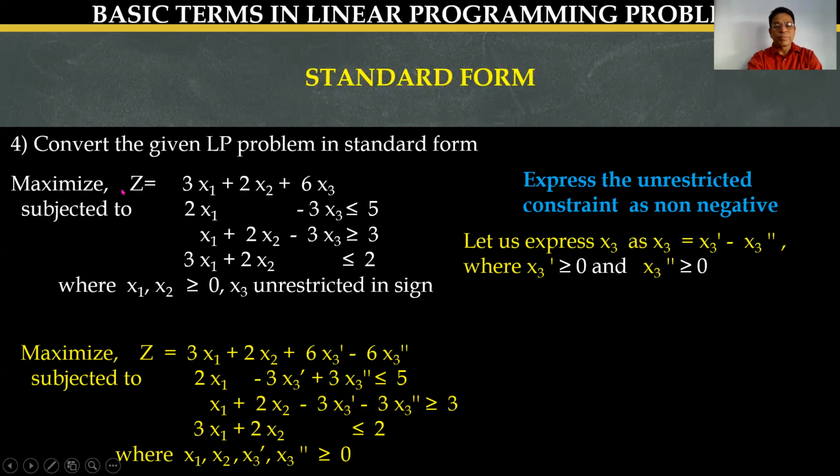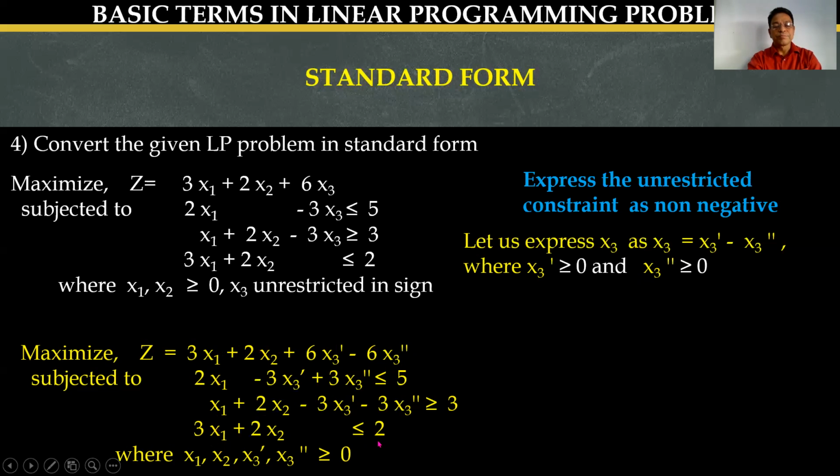So in this first objective function, we'll replace x3 by x3 dash minus x3 double dash. So you can see it here. Objective function is replaced as x3 dash minus x3 double dash. Even in the constraints, we'll replace x3 by x3 dash minus x3 double dash. So everywhere we have replaced x3 by x3 dash minus x3 double dash. So we have x1, x2, x3 dash and x3 double dash, all greater than or equal to 0.